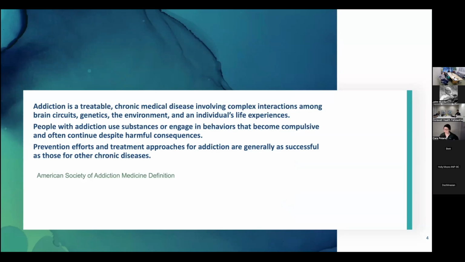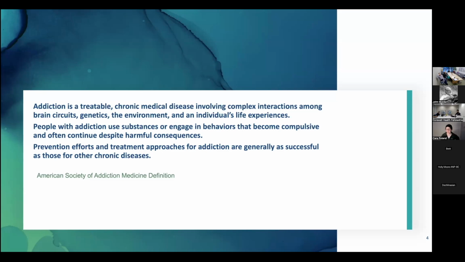I always start by just defining addiction. I think it's really important for people to understand that addiction is a chronic disease. It acts like every other chronic illness. It's a relapsing, remitting disease. We see people do better at certain times. We see people do worse at other times in their life, just like they do with diabetes, just like they do with hypertension, just like they do with asthma.